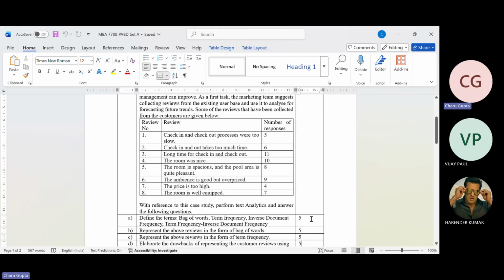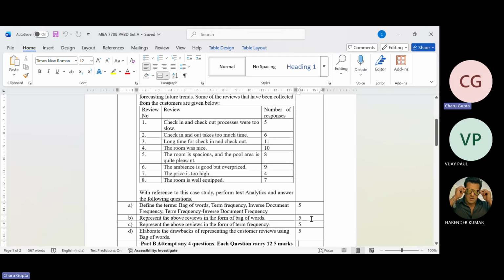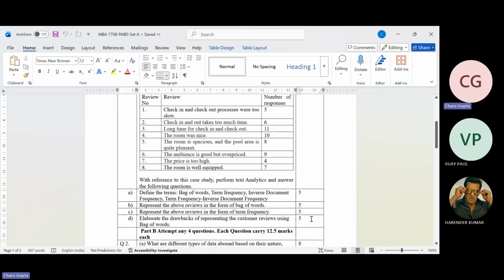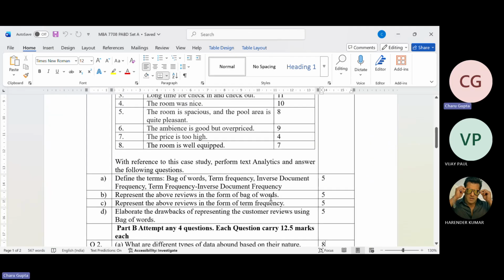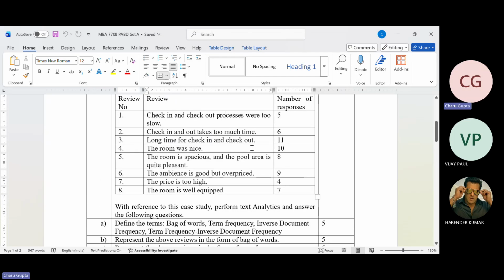What is bag of words? What is term frequency? What is inverse document frequency? Right? Next is represent the above reviews in the form of bag of words. So what will the bag of words be? कौन-कौन से words हो जाएंगे? Check in. अब देखिए यहाँ पे जो आपका बाईग्राम बनेगा वो check in एक बाईग्राम बनेगा. Check out एक word बनेगा. ठीक है? So this will be a bigram. Check in, check out.